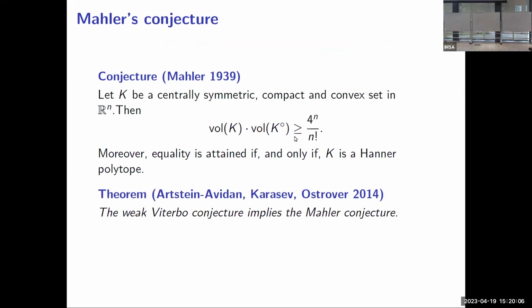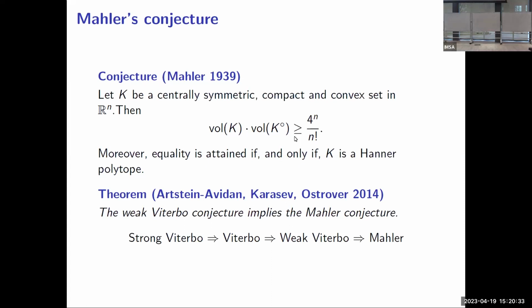So the reason I'm bringing this up is because in 2014, Artstein-Avidan, Karasev, and Ostrover proved that the weak Viterbo conjecture, the systolic inequality type 1, implies the Mahler conjecture. Okay, so here we have a string of implications. We have the strong Viterbo, which could still be true. That implies the regular Viterbo conjecture, which implies the weak Viterbo, which implies Mahler.